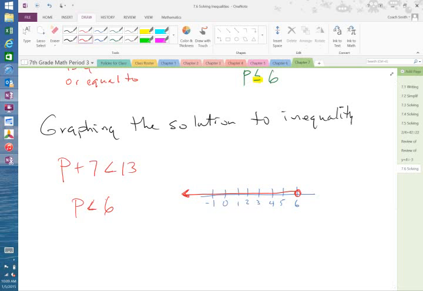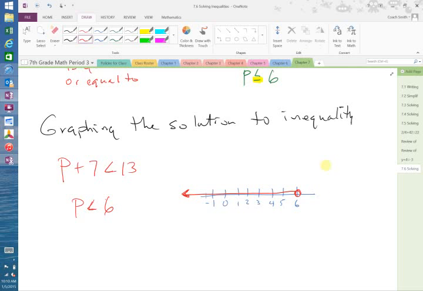Now, obviously, your number line could go on forever. But the arrow here saying that anything to the left of 6 is the answer is how you would graph that.